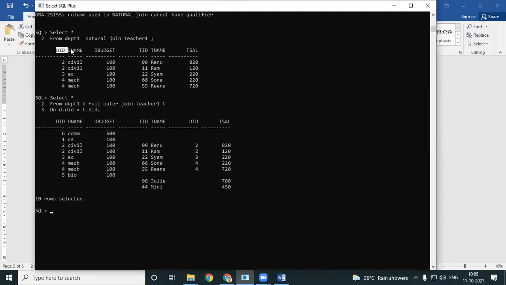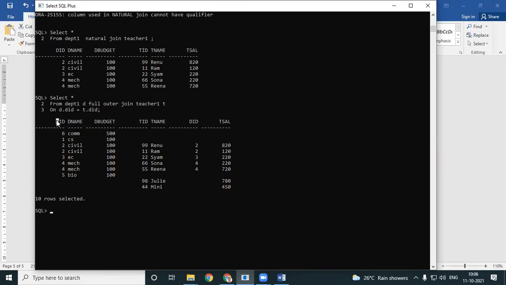In natural join, DID, the common thing, is coming first. Then I have D name, D budget. The second table: TID, tname, DID does not repeat. DID will not repeat because it's common over here. So that is avoided, and then I have my T salary.